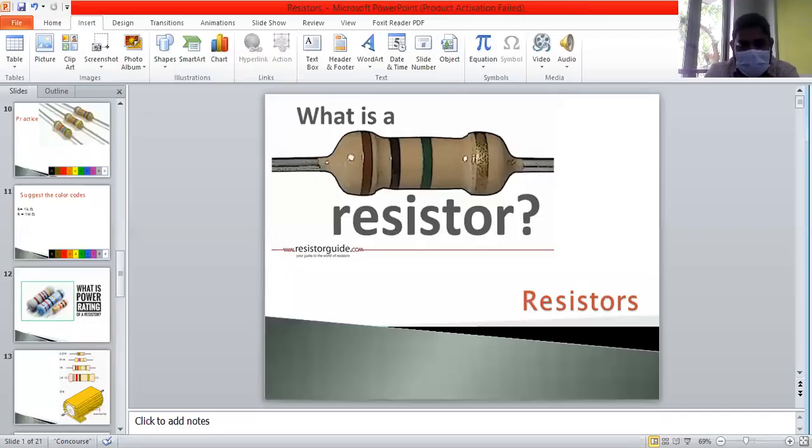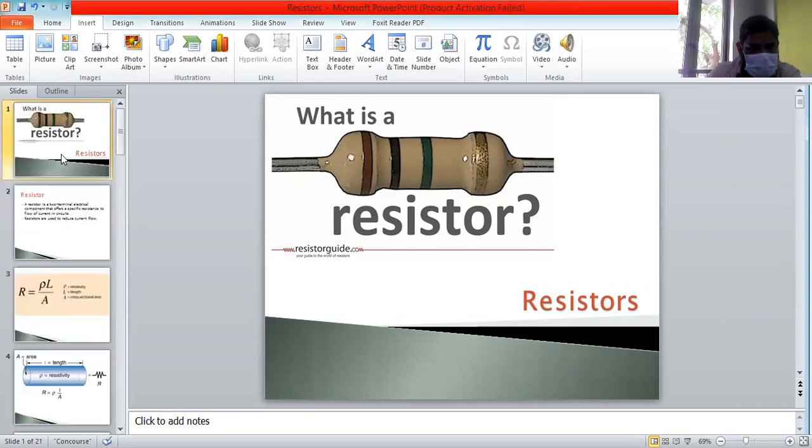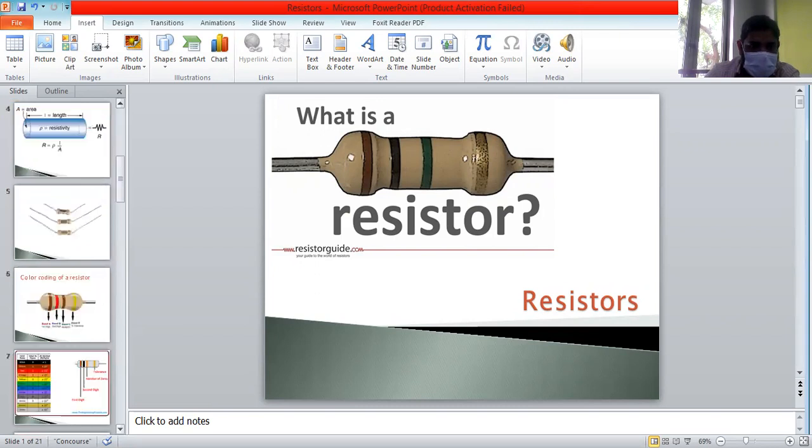Today we'll be discussing the topic color coding of a resistor. So I'll be sharing some slides with you. We'll start with this one. If you look at this resistor, it has some color bands on it. That is a color code for the resistance of this resistor. It has some set value. So we'll discuss how we can decode it.